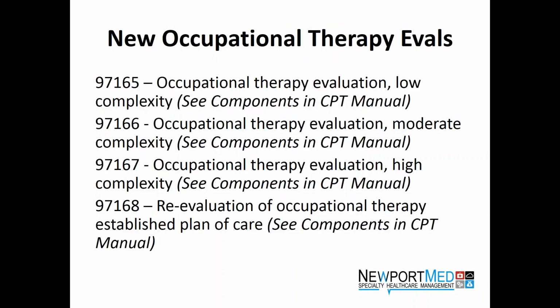For occupational therapy, we have the same changes, different codes, but they now have 3 different levels of complexity, 97165 through 97167. And as you can see, each code carries a different level of complexity, low, moderate, and high. And again, those 3 codes are replacing a single CPT code from 2016. The occupational therapy re-evaluation code is a single code just like it was previously, only it's a new CPT code.